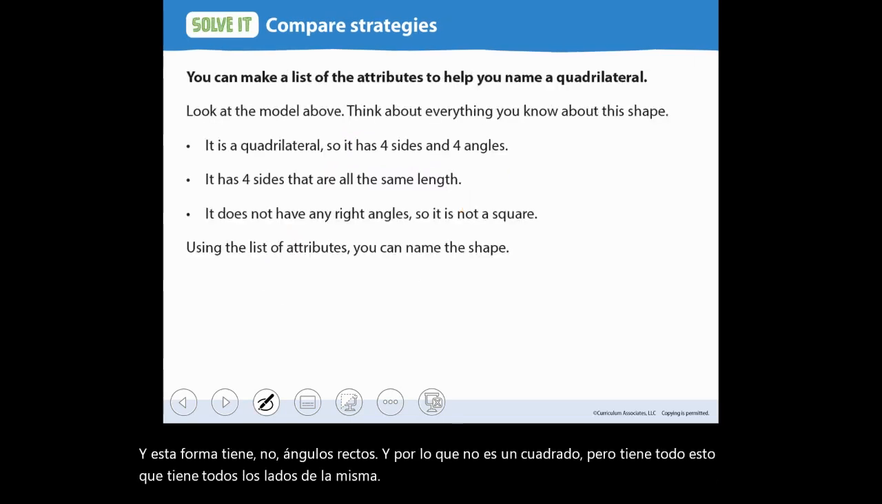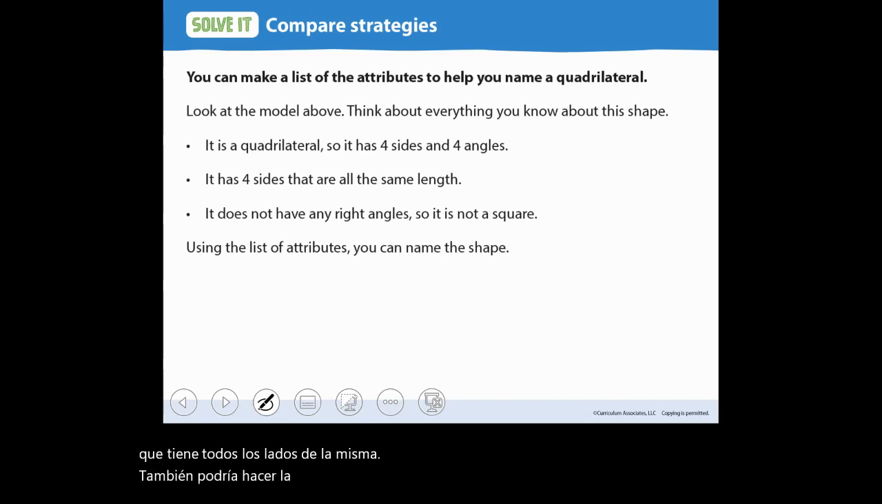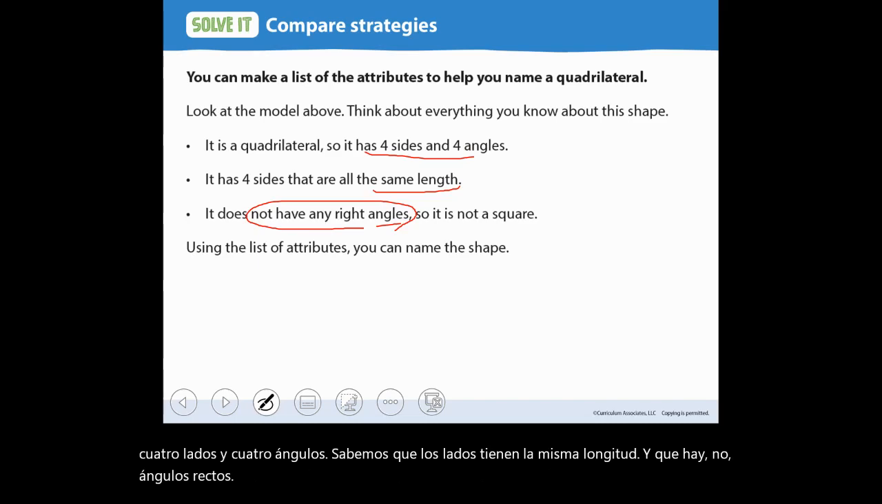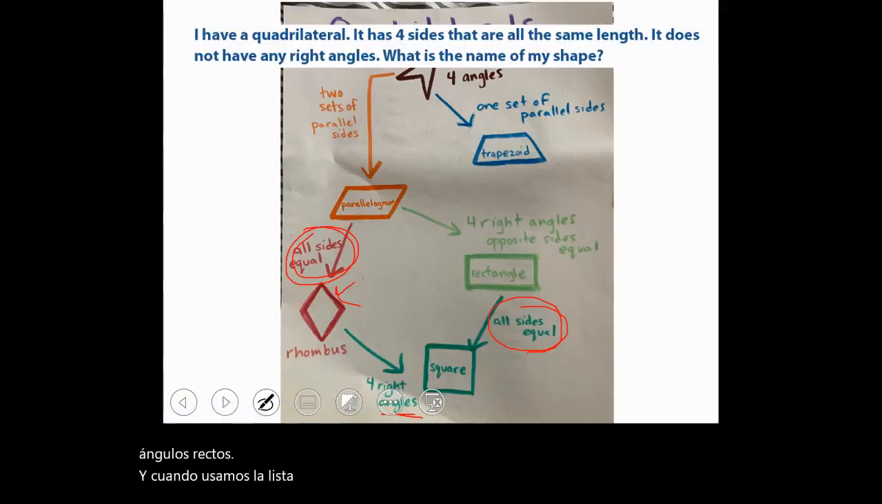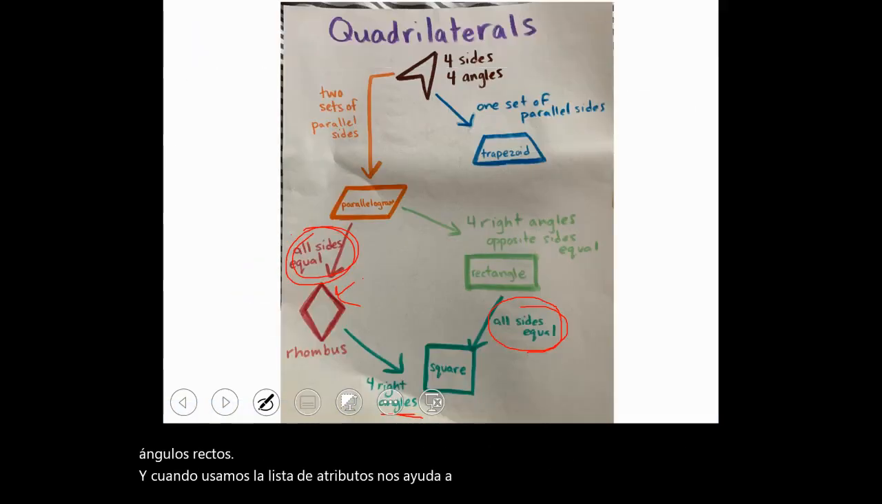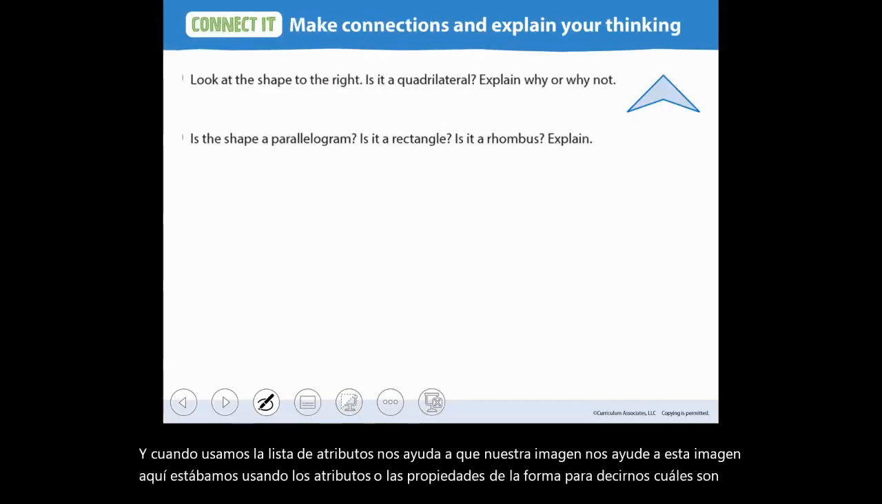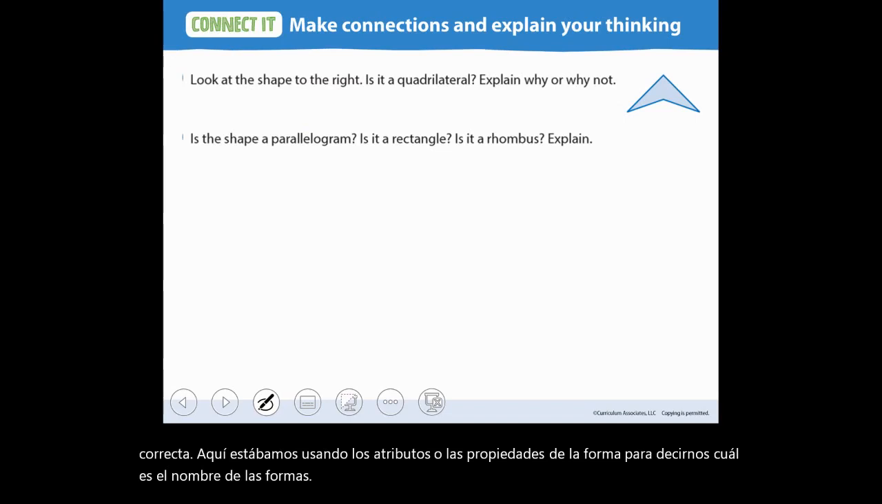You could also make a list of the attributes of your quadrilateral. So we know it has four sides and four angles. We know that the sides are the same length and that there are no right angles. And when we use the list of attributes, it helps us kind of like our picture helps us. This picture right here, we're using the attributes or the properties of the shape to tell us what the shape's name is. All right, so I want you to look at this shape right here.